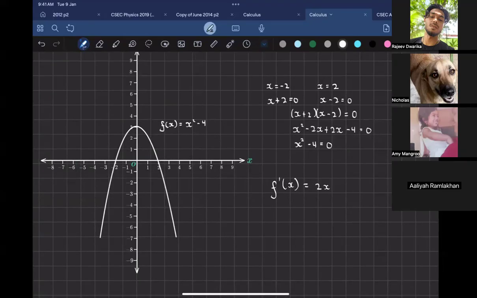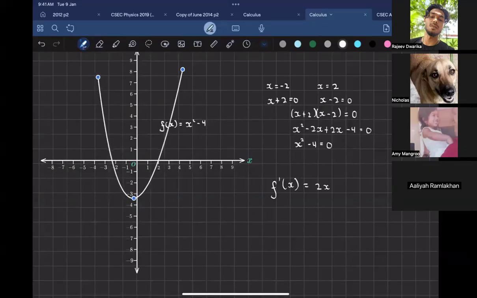Wait, I'm looking at something. Okay, yeah, this would make a lot more sense. That's the bad thing about coming up with these questions. Okay, let me see if this works out. Yeah, so we end up with f prime x is equal to 2x.